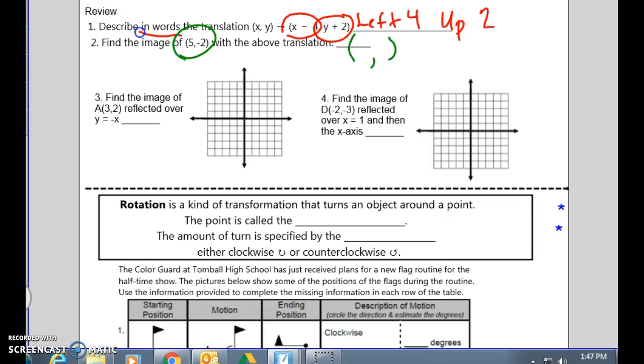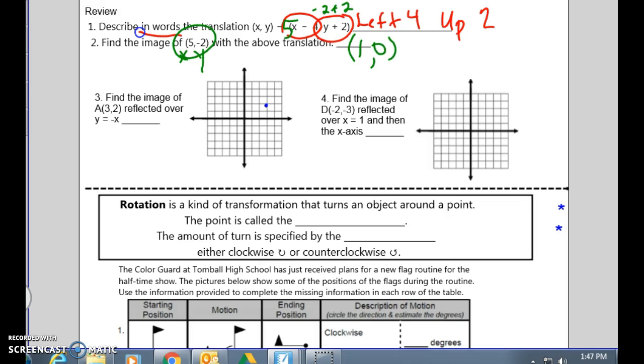Now, without a graph, if I were to start at 5, negative 2, what would my new coordinate be? Well, what they're asking you to do is that this is x and this is y. So I'm just going to plug in. If x is 5, what's 5 minus 4? 1. What is a negative 2 plus 2? 0. So my new coordinate is 1, 0. I don't have to actually graph it and move it. Are we okay?